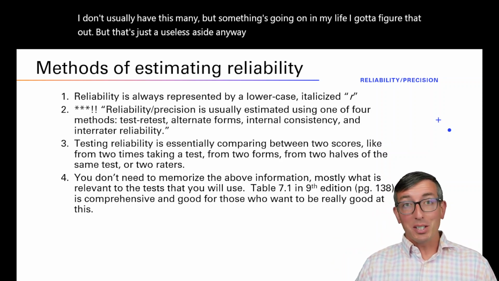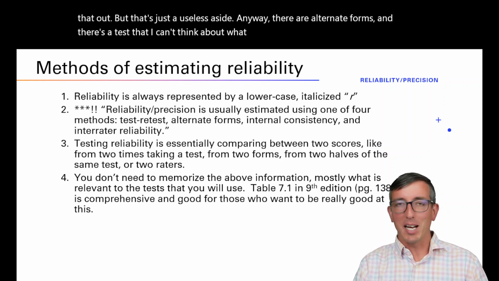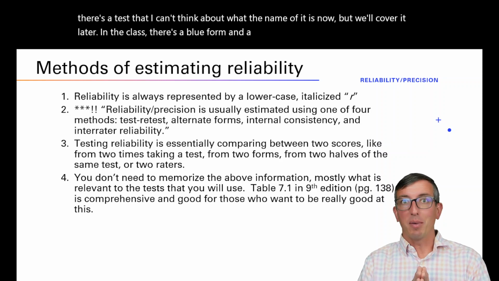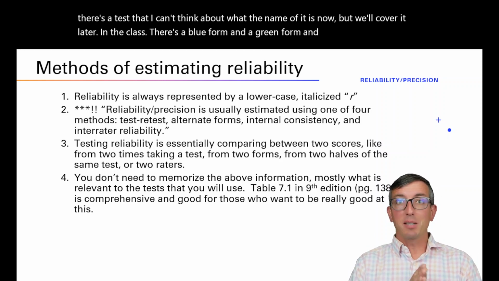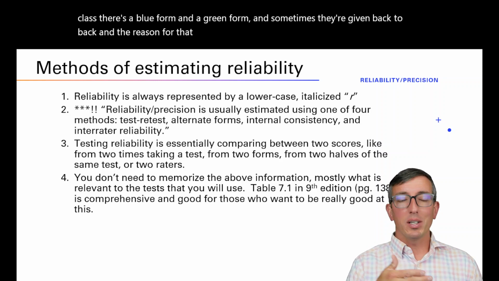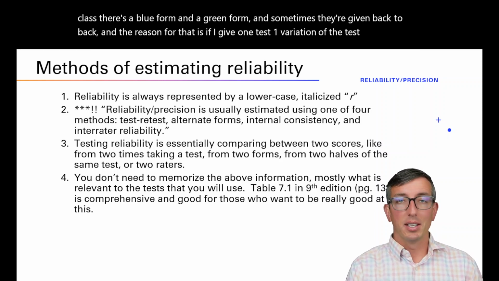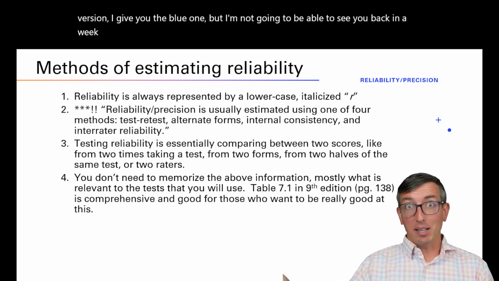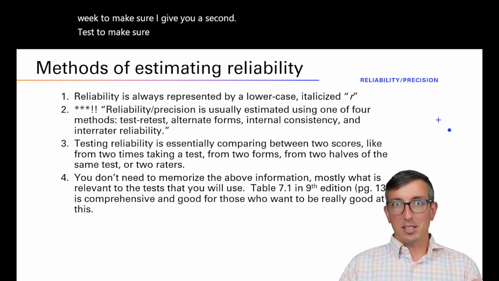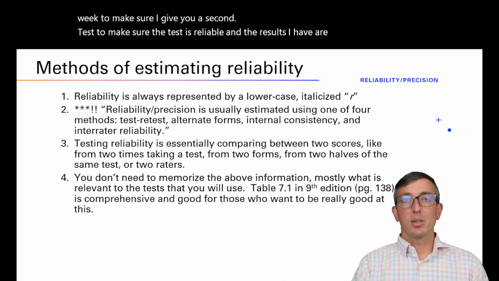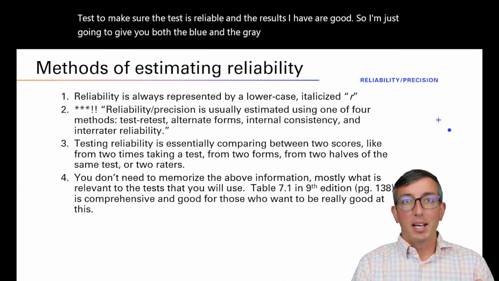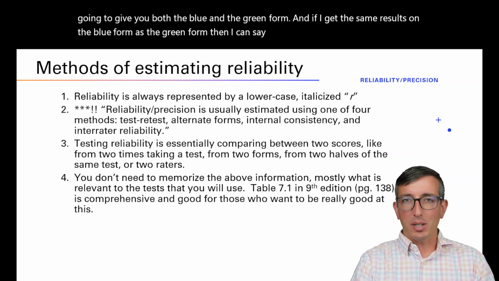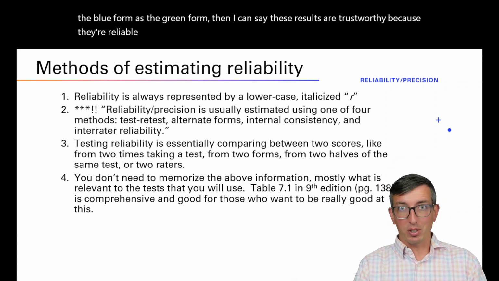Anyway, there are alternate forms, and there's a test that I can't think of the name of now, but we'll cover it later in the class. There's a blue form and a green form, and sometimes they're given back to back. The reason for that is if I give you one version of the test, the blue one, but I'm not going to be able to see you back in a week to give you a second test to make sure the results I have are good, I'm just going to give you both the blue and the green form. And if I get the same results on the blue form as the green form, then I can say these results are trustworthy because they're reliable among different versions of the test.